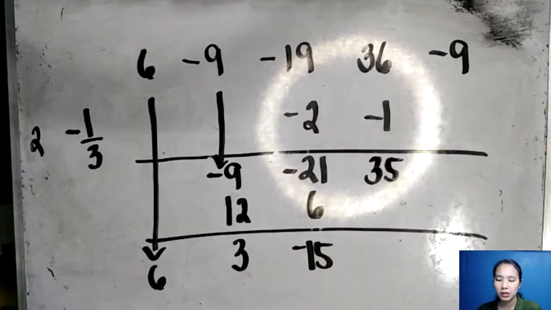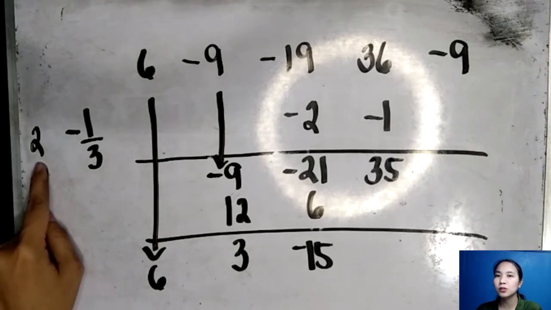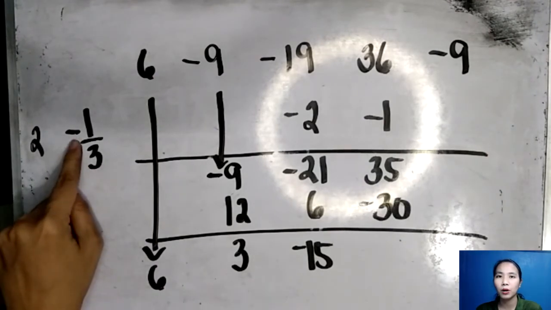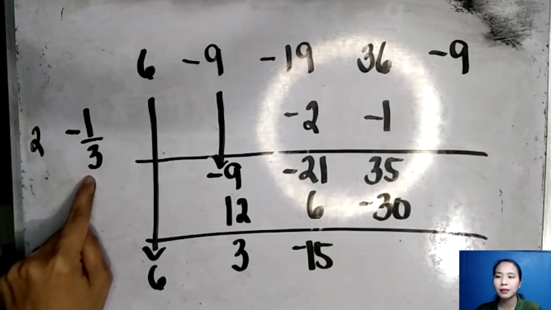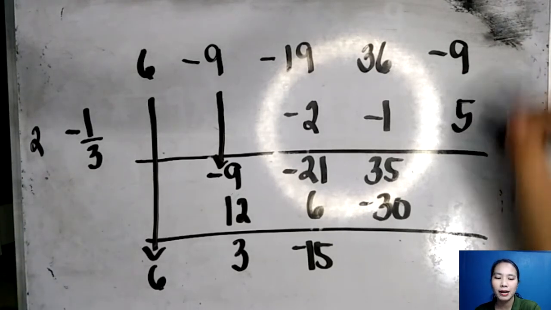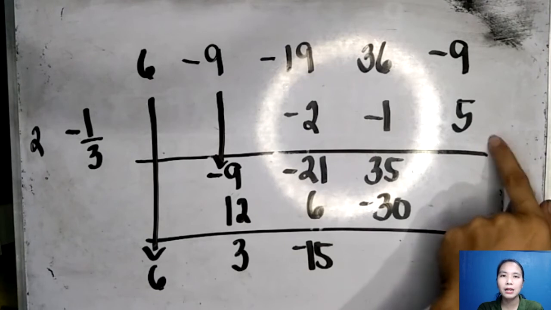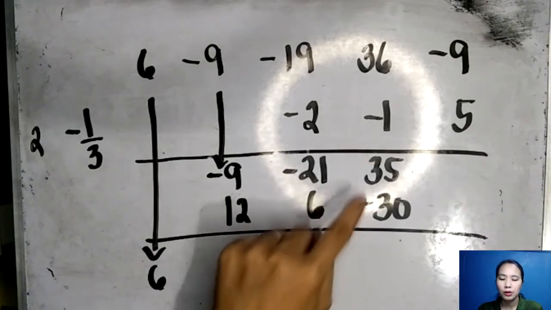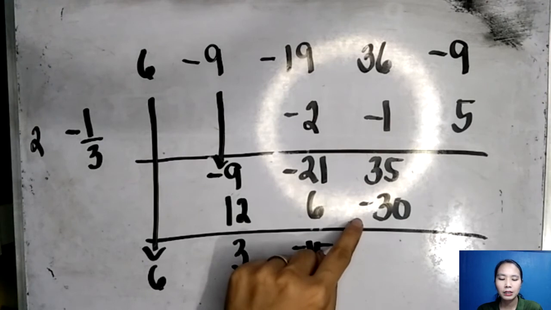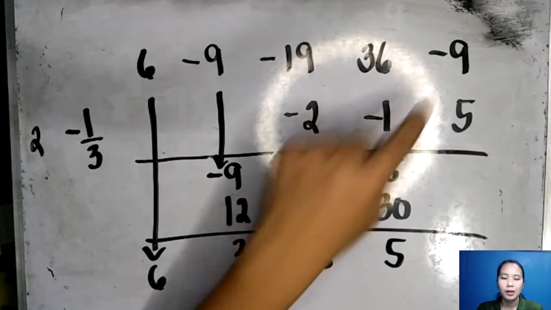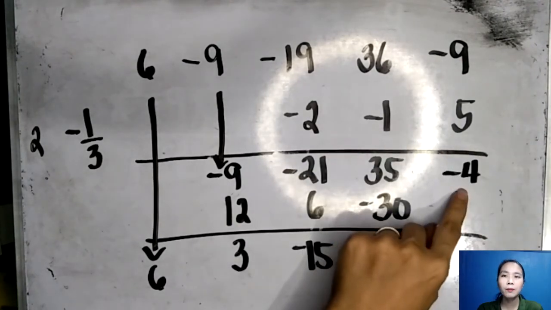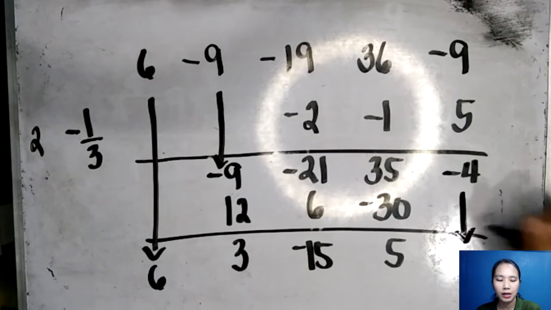Then, we repeat the process. Negative 15 times 2 is equal to negative 30. Negative 15 times negative 1 is positive 15 divided by 3 is equal to positive 5. So since wala na tayong space dito, mag-stop na tayo ng ating proseso. Ang gagawin na lang natin ay i-add natin ang mga natirang numbers. So 35 plus negative 30 is equal to 5 and then negative 9 plus 5 is equal to negative 4. Ang ating number dito ay i-bring down natin sa ating huling row.